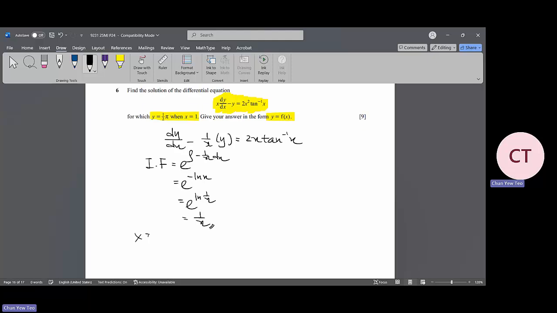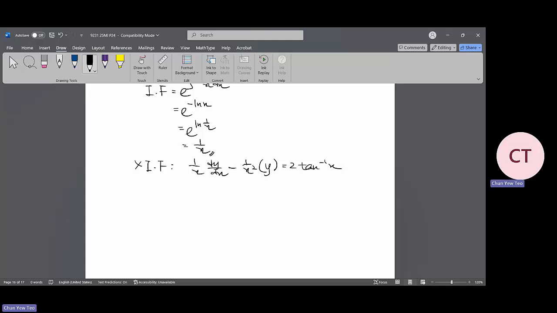You multiply by the IF. So you will get 1 over x dy/dx minus 1 over x squared y is equal to 2 arctan of x. So this can combine together: d/dx of y over x is equal to 2 arctan of x. So that means integrate d of y over x is the same as integrate 2 arctan of x dx.